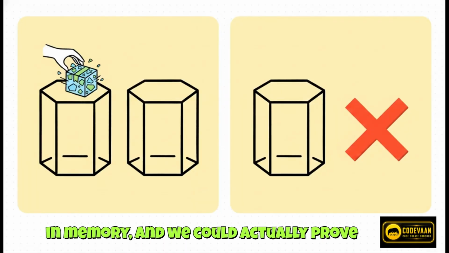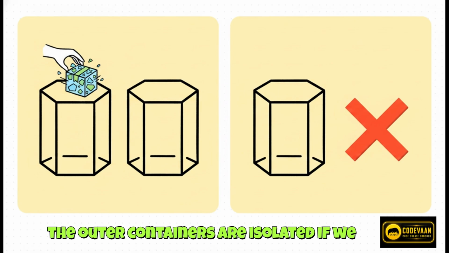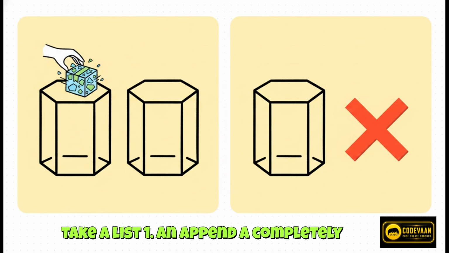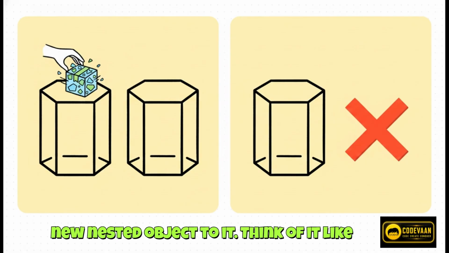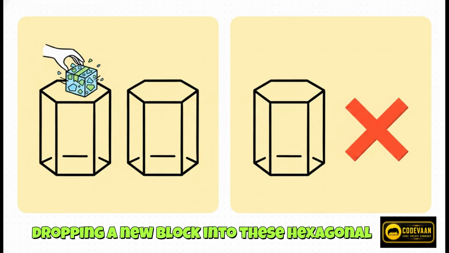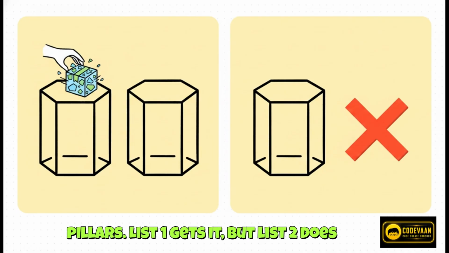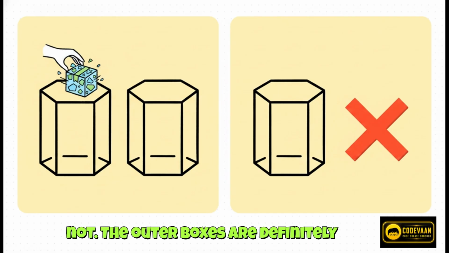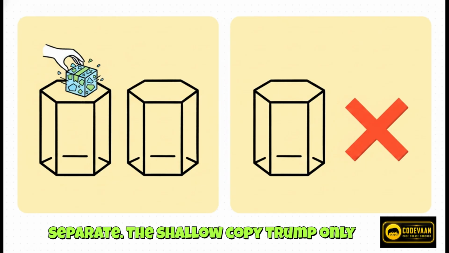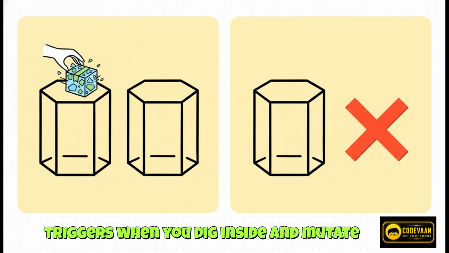And we can actually prove the outer containers are isolated. If we take list1 and append a completely new nested object to it, think of it like dropping a new block into these hexagonal pillars, list1 gets it, but list2 does not. The outer boxes are definitely separate. The shallow copy trap only triggers when you dig inside and mutate the shared inner objects.